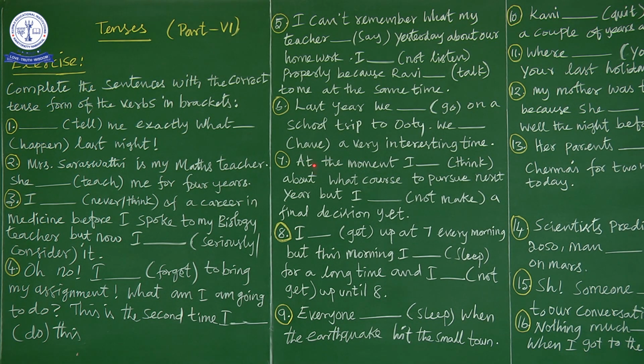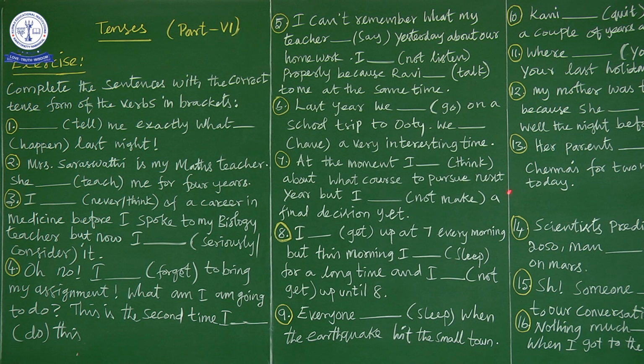So whenever you have the keywords at the moment, at present and now, you have to go for continuous tense. That is the present continuous tense. At the moment means at the time of speaking it is happening. So think. What is the continuous form of think? Thinking. So since I is there, be form am. At the moment I am thinking about what course to pursue next year.